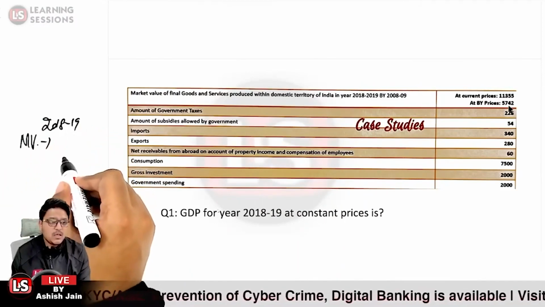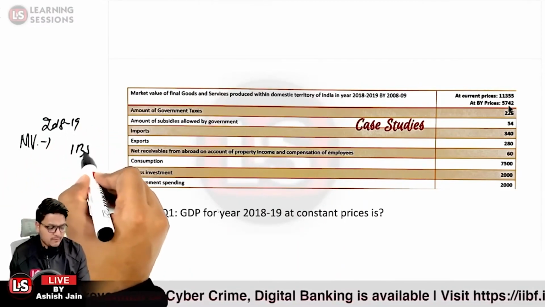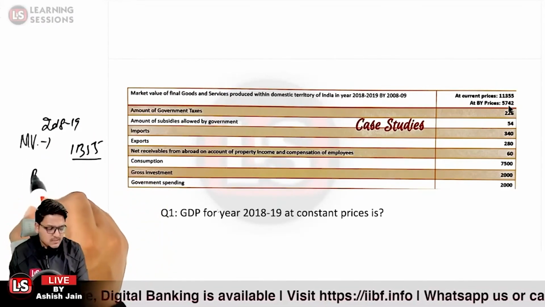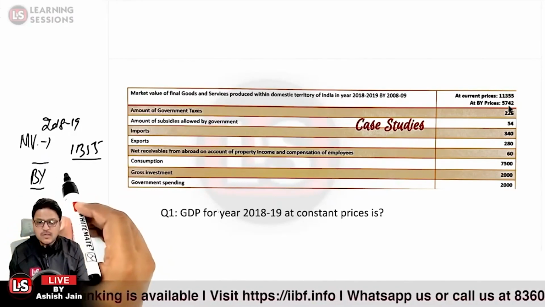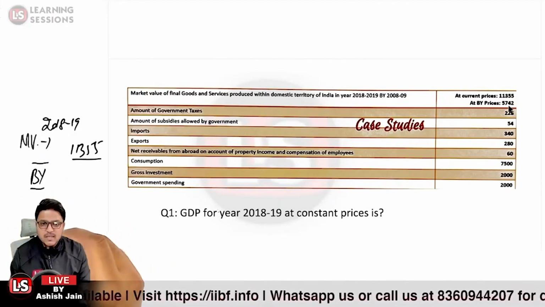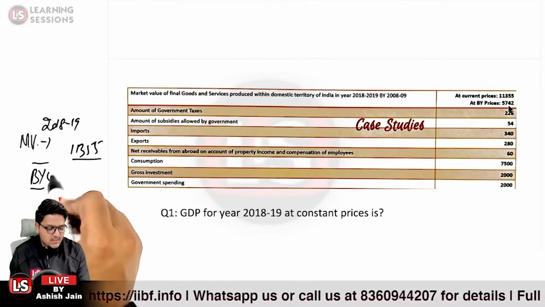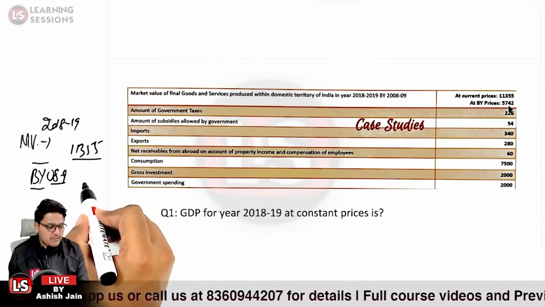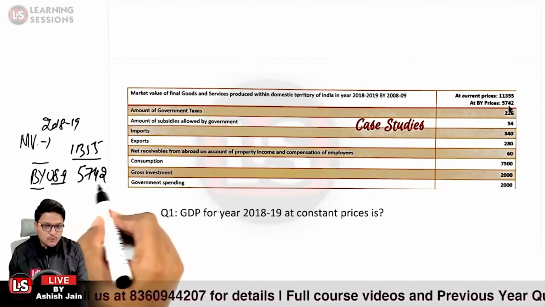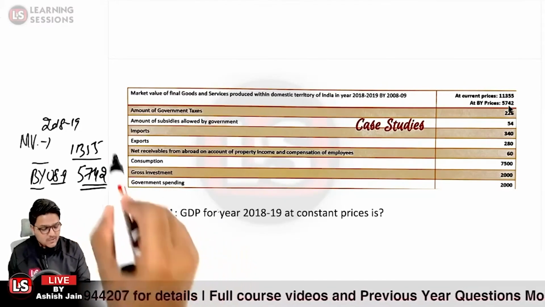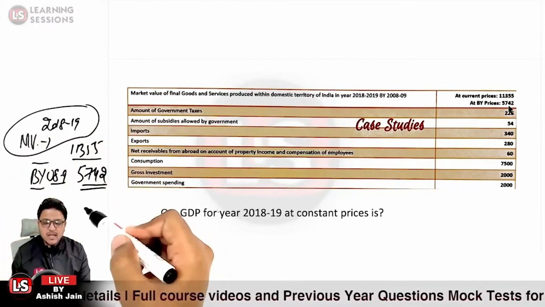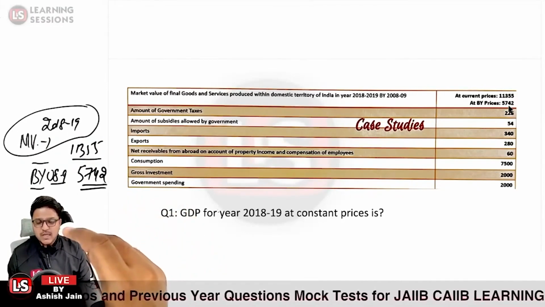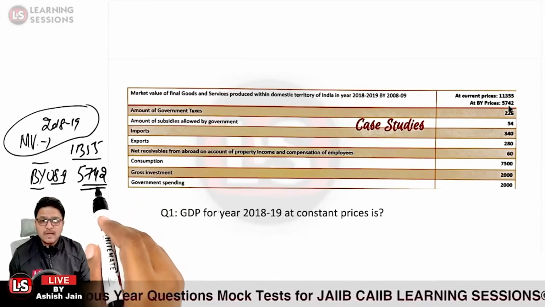It is mentioned to be 11355, and as per the base year prices of 2008-09, the market value is given to be 5742. I'm writing the figures over here. So as per the year 2018-19, the market value is 11355, and as per the base year values, it is 5742.